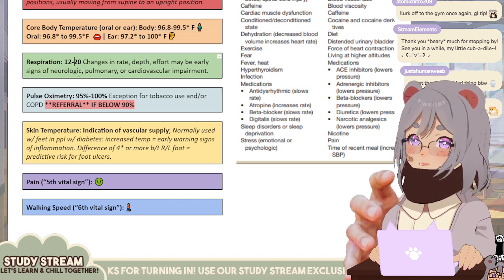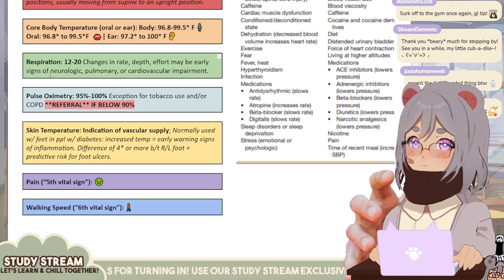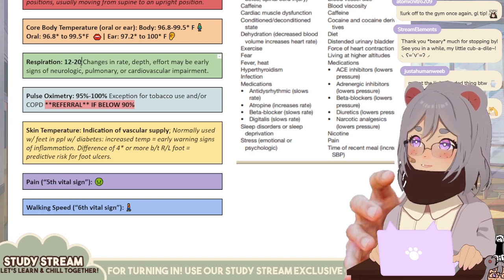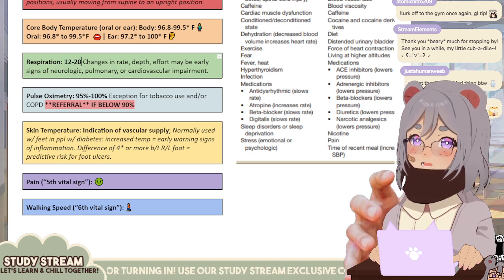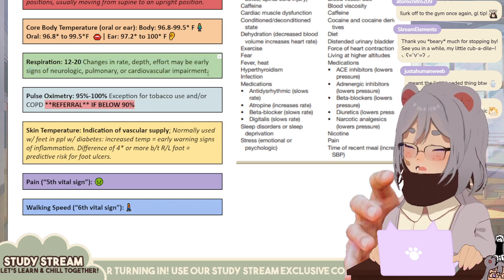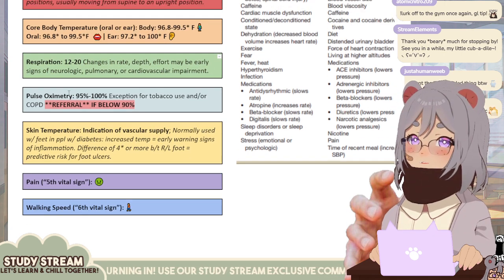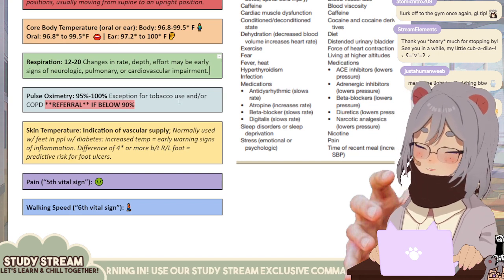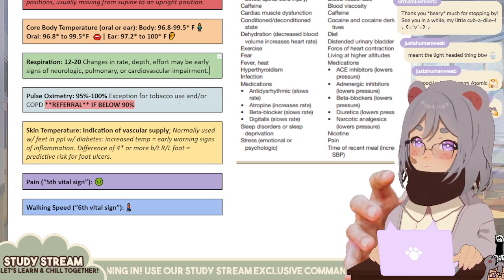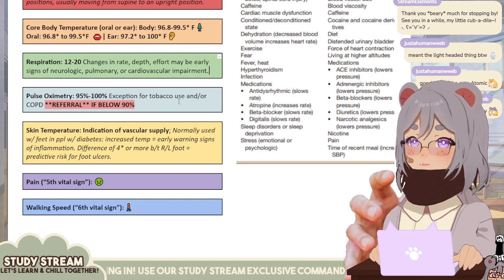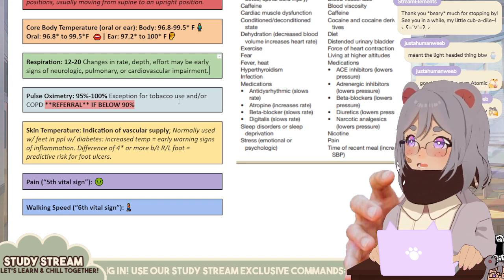Respiratory rate. The amount that you inhale and exhale should be anywhere between 12 to 20 times in a minute. There can be different changes, but again, it all depends on your body and maybe some condition that you have. Your pulse oximetry. There's this little clip that goes onto your finger, and it'll read how much oxygen you have. It should be anywhere between 95 to 100.